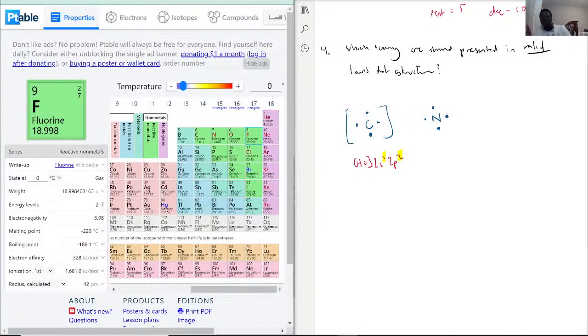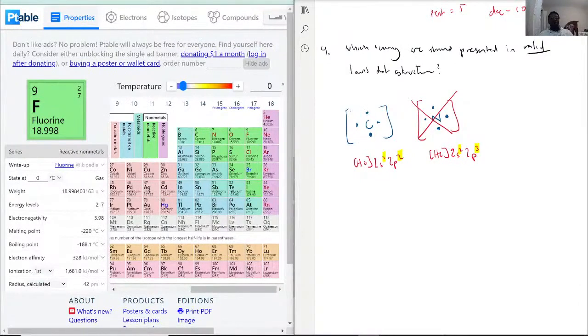Let's see if you can solidify that with electron configuration. Start with helium as well, and then we do 2s2, 2p3, and that means you should have 5 electrons. So this nitrogen is not a valid Lewis dot structure.